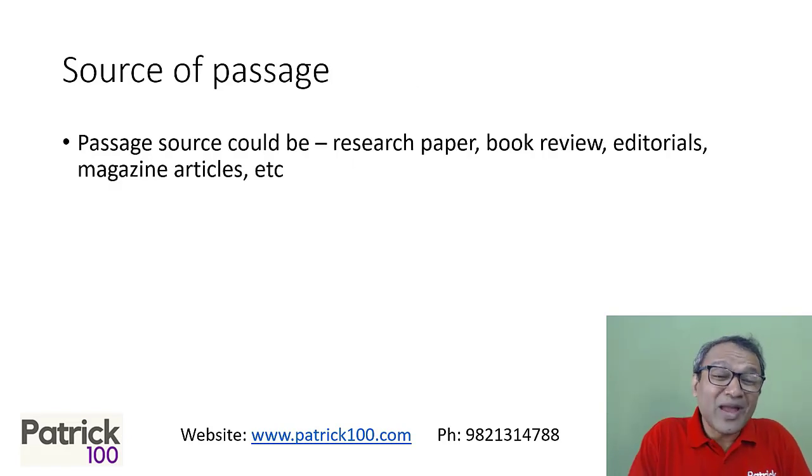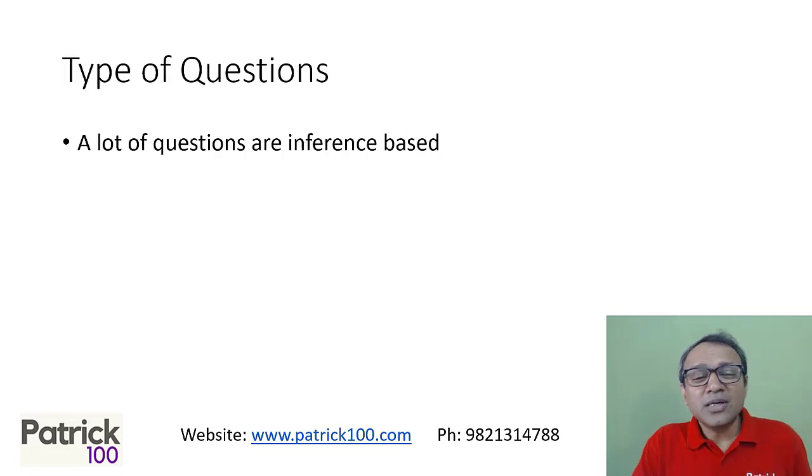Second is the source of the passage, where the passage could be from. Is it from research papers? We have known that CAT does ask from research papers. Then is it a book review? Is it an editorial? Is it magazine articles? So check out what the source of the passage is. That will also help you to refine your reading to tune it more towards CAT. That's the source.